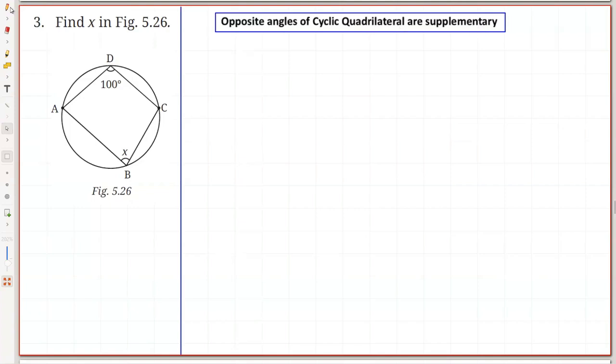So using the theorem, you can write the sum of two opposite angles: x plus 100 is equal to 180 degrees, because that is supplementary. Now x is equal to 180 minus 100. So x is equal to 80 degrees. Okay, x is equal to 80. That's it.